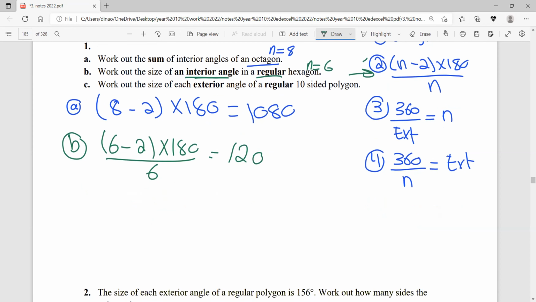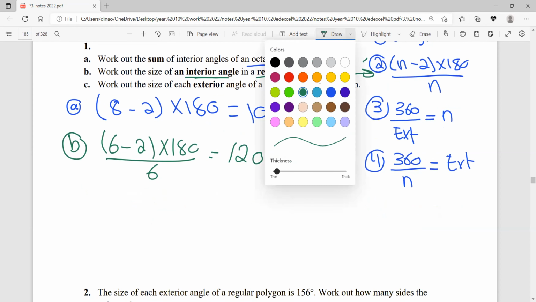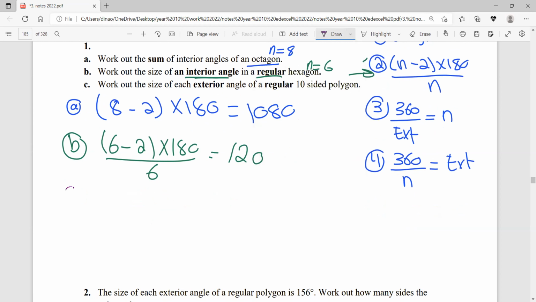Now question C. Work out the size of each exterior angle of a regular 10-sided polygon. Since it says regular, it makes it very easy. This time it wants the exterior, so I can use the exterior rules. If I take 360 and divide by the number of sides, I will immediately get the value of the exterior angle. So here you get 36 degrees.